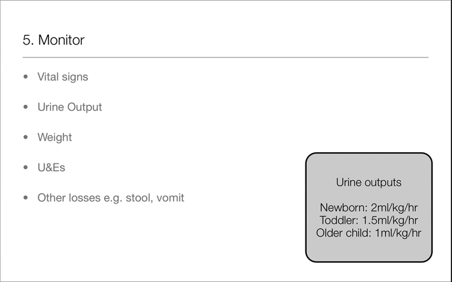So after doing all these complicated calculations, and you finally get your fluids up, you need to constantly monitor the child, especially if they're severely dehydrated. You look at their vital signs, their urine output, their weight, and their U's and E's. Usually, U's and E's are repeated every 6 to 12 hours in a child that's on IV fluids. You also have to look at any other losses, for example, how often they're opening their bowels and vomiting. And there's just a little table there with the normal urine outputs that you'd expect in newborns, toddlers and older children.